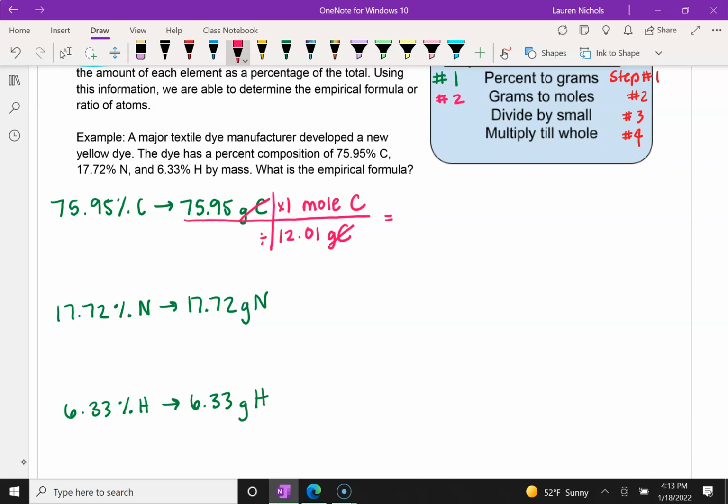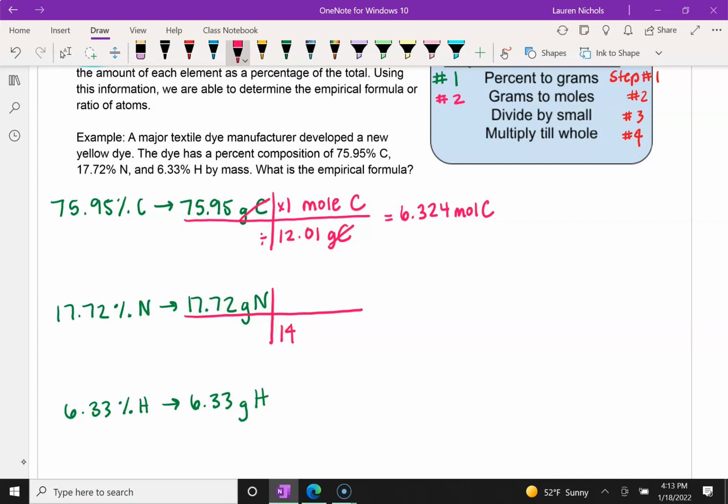So grams cancel out with grams, and when we divide by 12.01 and multiply by 1, you get that there are 6, and you're going to want to keep 3 numbers after the decimal here. So 6.324 moles of carbon. So we're going to, again, repeat that for each element. Each step is not hard. The thing that is difficult is remembering that you have to do each step for all 3 elements.